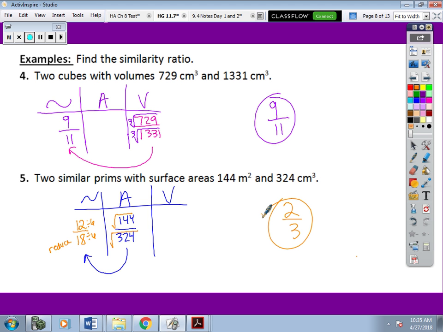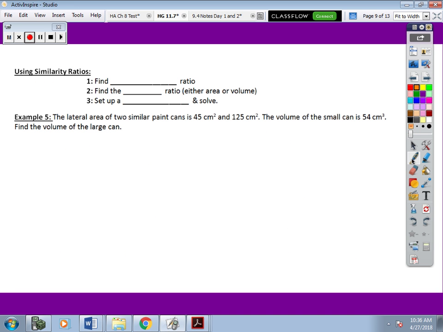Now on the back we're going to make it harder. And these are the problems that you guys struggled with on, I think it was the 10-1 to 10-4 quiz, if I remember. It's like the back page, and some of you lost a whole lot of points because of these problems. So, using similarity ratios to find a volume or a surface area.